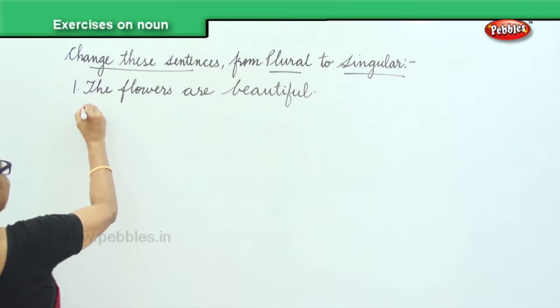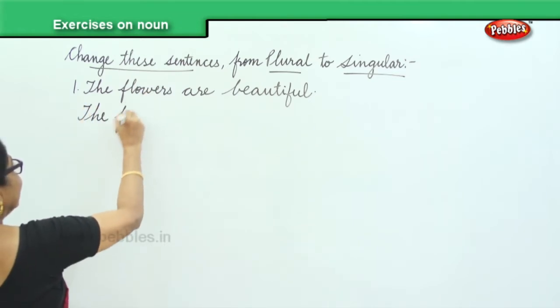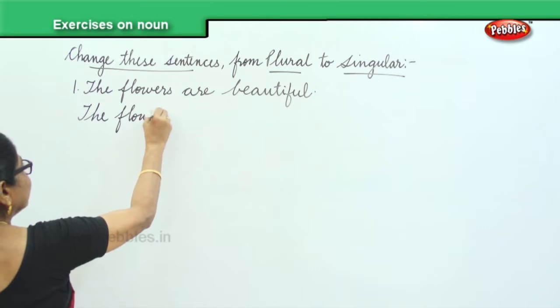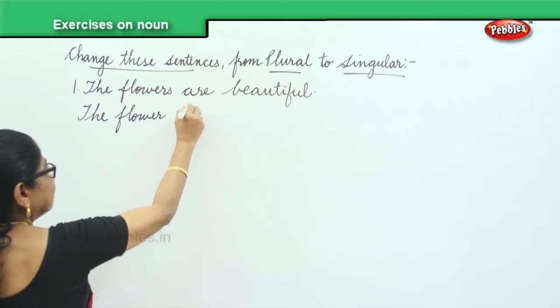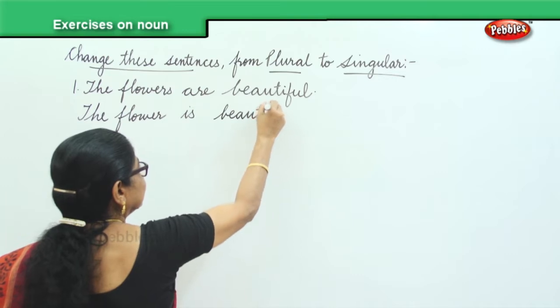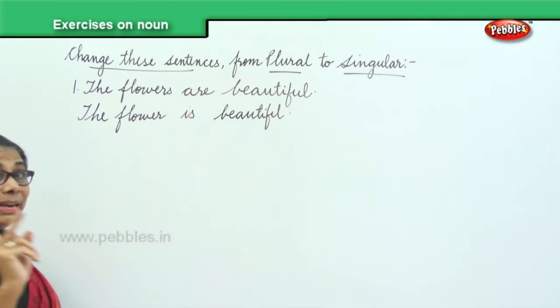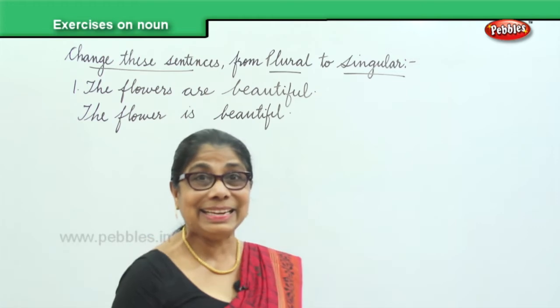Okay. So what will you say? The flower. Flowers become flower. The flower is beautiful. Okay. R becomes S when it is one single flower.